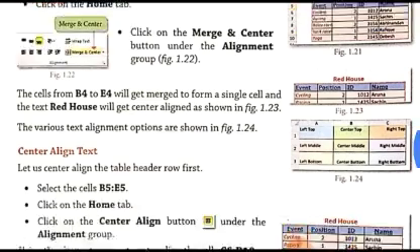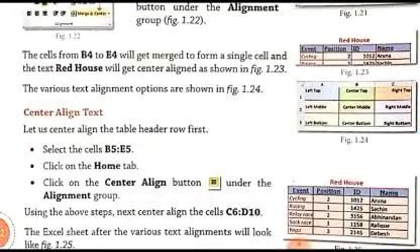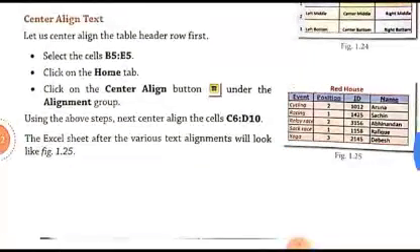Now center align text, again it is very simple. The Center Align button is given in the alignment group. You have to just select the cells, click on the Home tab, and then click on the Center Align button. Using this, the cells C6 to D10 have been center aligned.